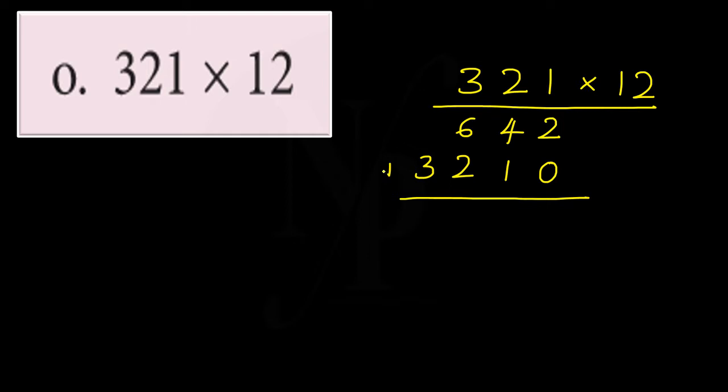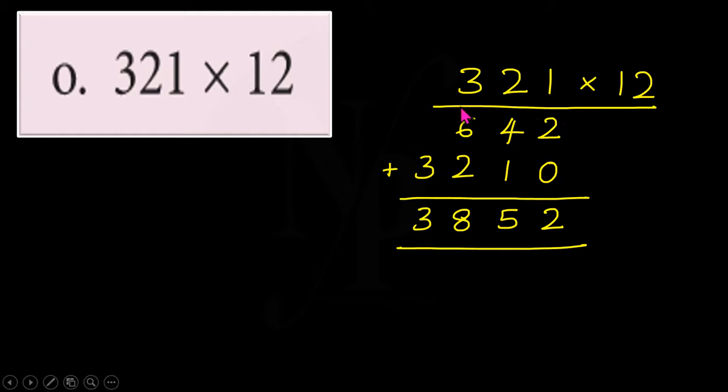Now we add these two products. 2 plus 0 is 2. 4 plus 1 is 5. 6 plus 2 is 8. So we have only 3 here. Or 0 plus 3 is 3. Therefore 3852 is the product of 321 and 12. So this is how we can multiply and find the products of a 3-digit number and a single digit number, and in these cases we have found the products of a 3-digit number and a 2-digit number.